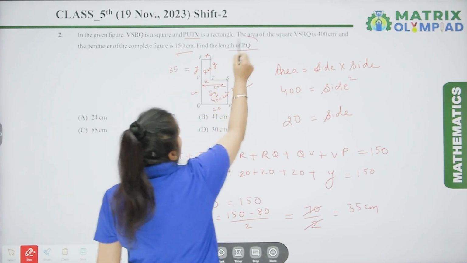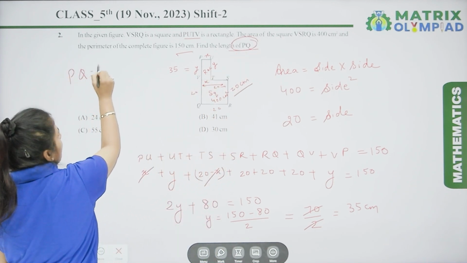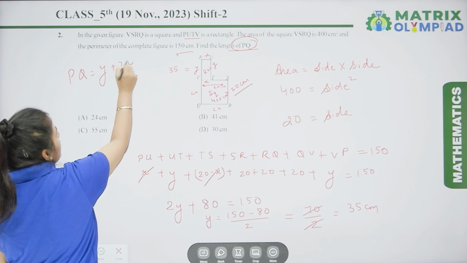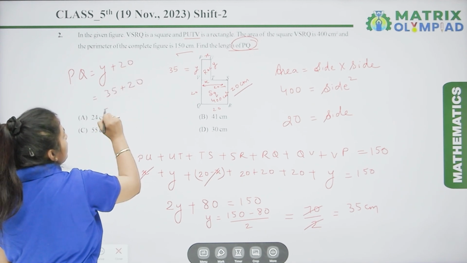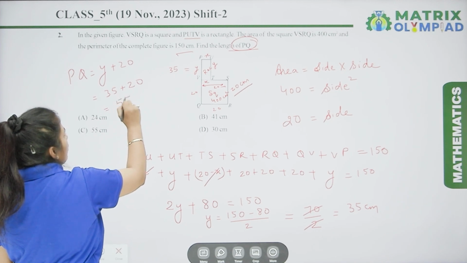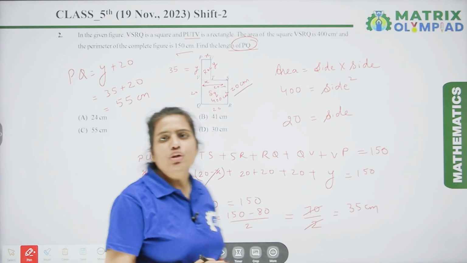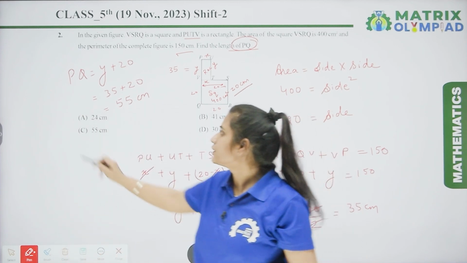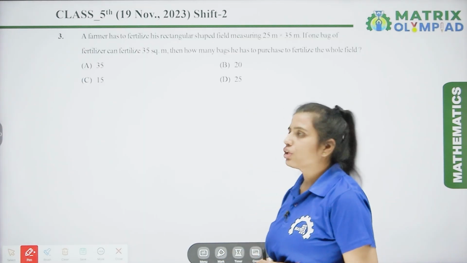We have to find the length of PQ. So PQ is equal to y plus 20, that is equal to 35 plus 20, 55 centimeter. So according to the question, we can see that option C is the correct answer. Now the next question is question number 3.